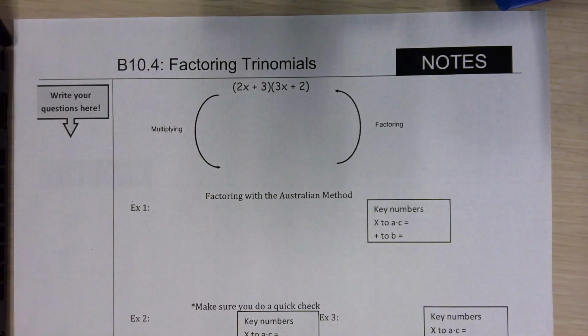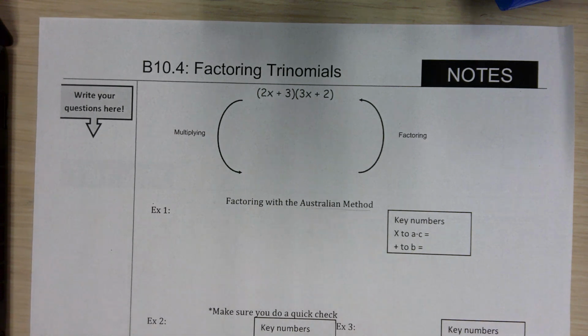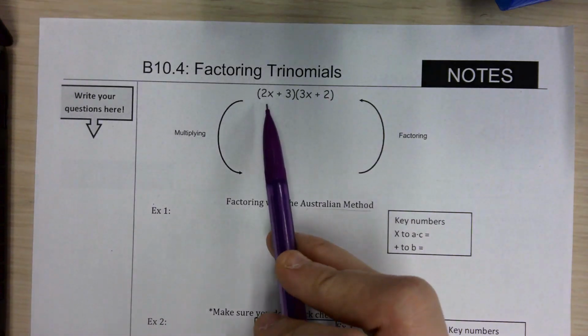Okay, so to factor trinomials. This is a little different than factoring by pulling out the greatest common factor, which was the last lesson. This one is going to focus on a method called the Australian method. If you haven't heard of it, that's one of the ways that we're going to factor, but there's a few methods.